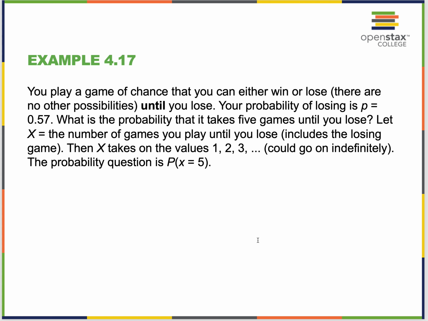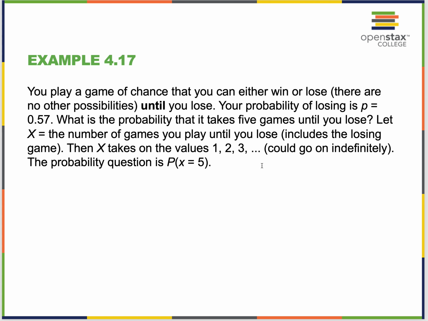So if we look at an example, you're playing a game that you can either win or lose. There are no other possibilities. Your probability of losing is 57%. What is the probability that it takes 5 games until you lose? Let X be the number of games. So this is example 4.17 from the textbook. X equals the number of games you play until you lose, including the losing game. And X takes on the values 1, 2, 3. So in this case, when we talk about probability of success, it's a probability of losing. So P is our probability of losing.